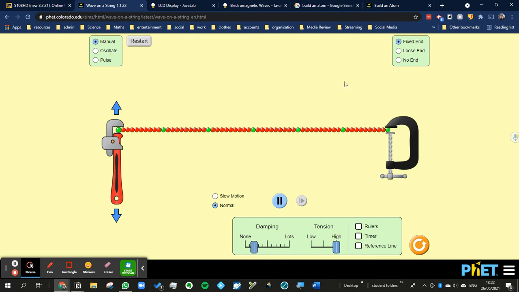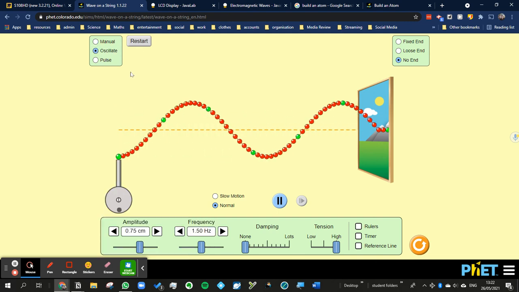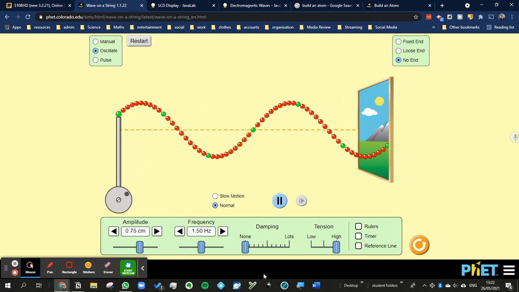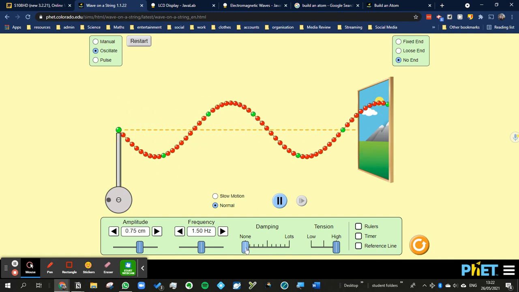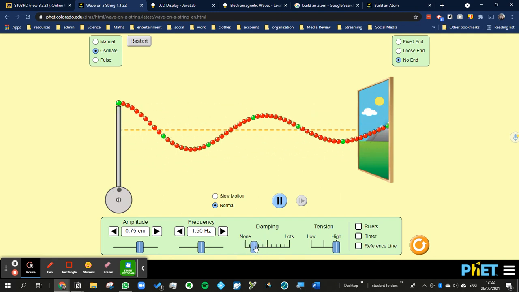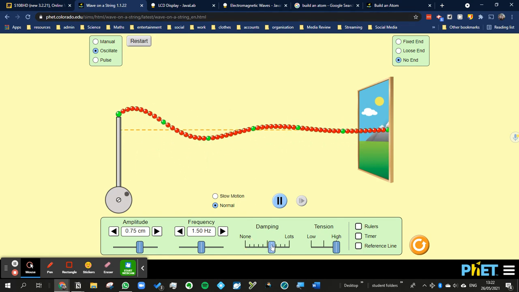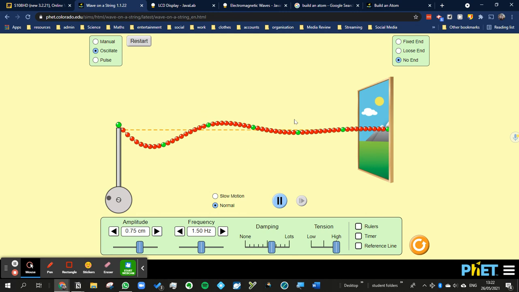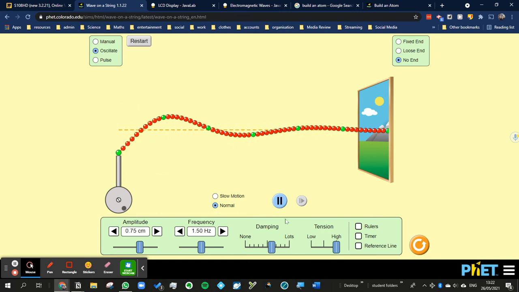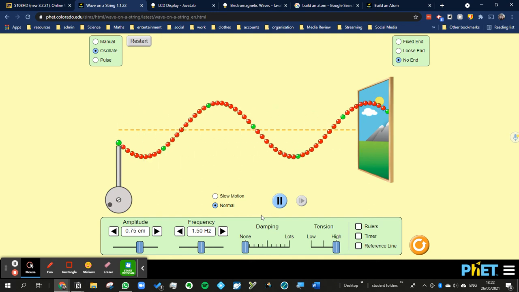When you play around with this yourself, I would say choose no end. I'll explain why in a moment. And then you want to choose oscillate. And we have a wave. Also, I turned damping off. When you do A level, you'll put damping on and you'll notice that the energy is being lost as the wave goes along. We don't really look too much at that at GCSE, so we'll turn damping off.